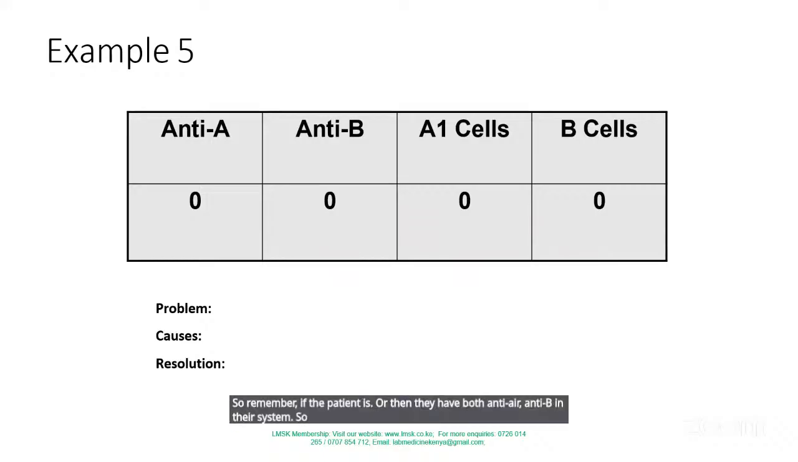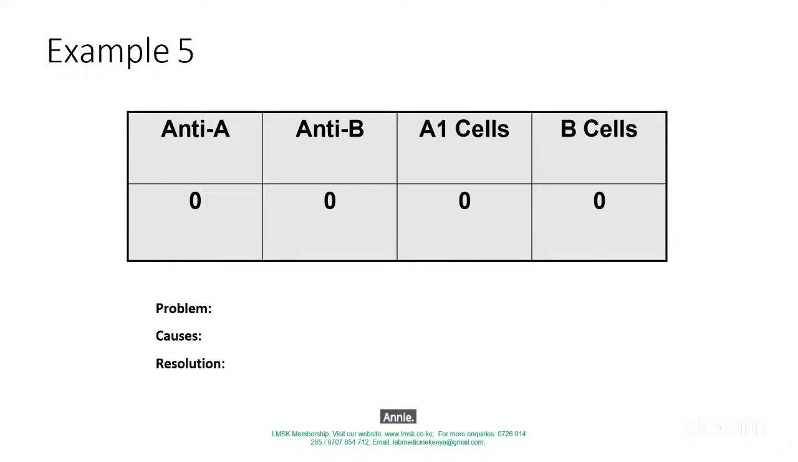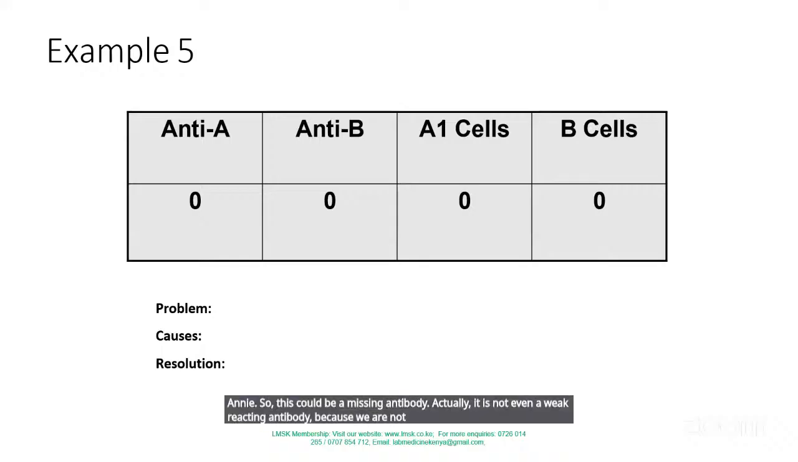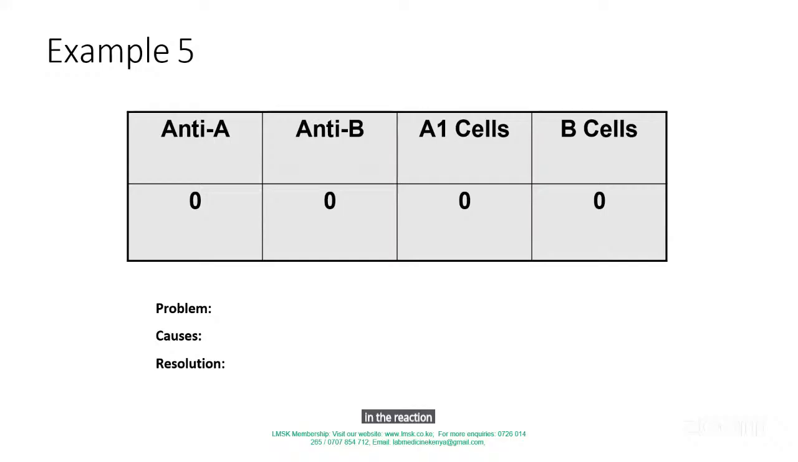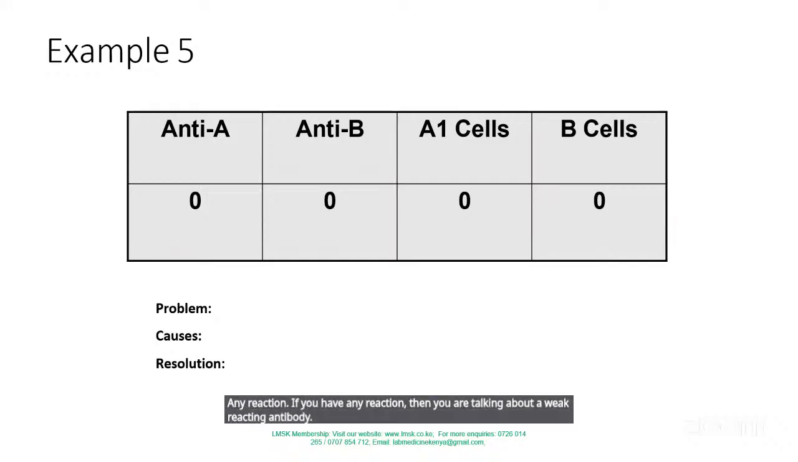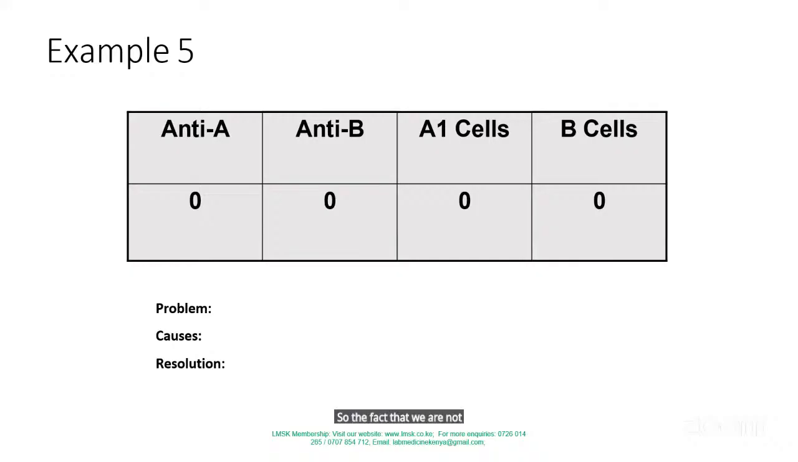So we are expecting very strong reactions with both A1 cells and B cells. However, in this case, we are not seeing any. So this could be a missing antibody. Actually, it is not even a weak reacting antibody because we are not seeing any reaction. If you are having any reaction, then we are talking about a weak reacting antibody. So the fact that we are not seeing any reaction means we have a case of a missing antibody.